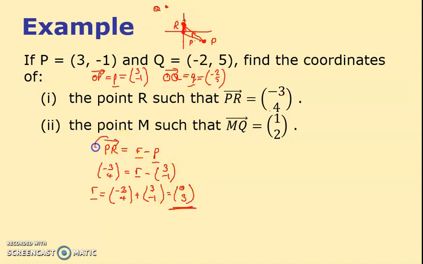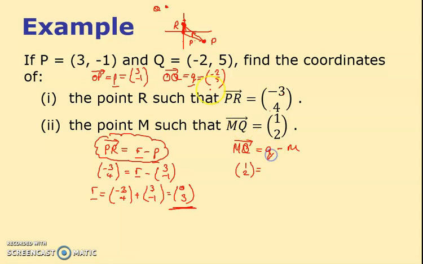I like that. So it's not hard. But notice I fell back when I was not quite sure what to do. I fell back on my formula. PR is R minus P. I'll do the same here probably. MQ, find the point MQ. Well, let's just go back to my formula. MQ is Q minus M. And they tell me MQ is 1, 2.